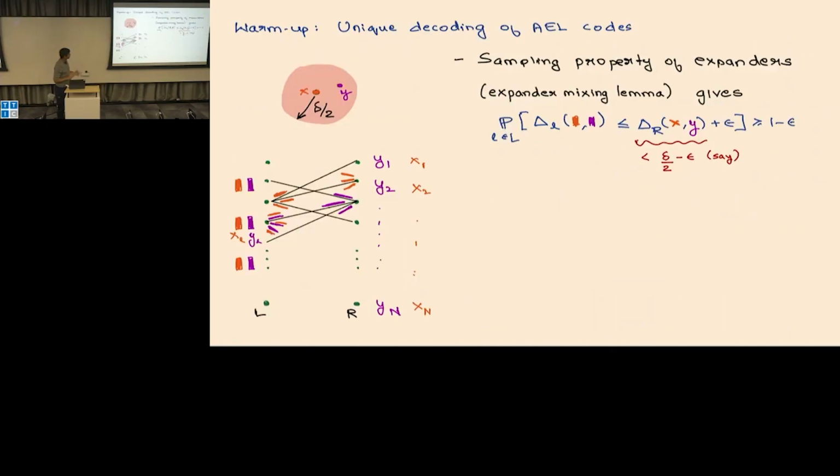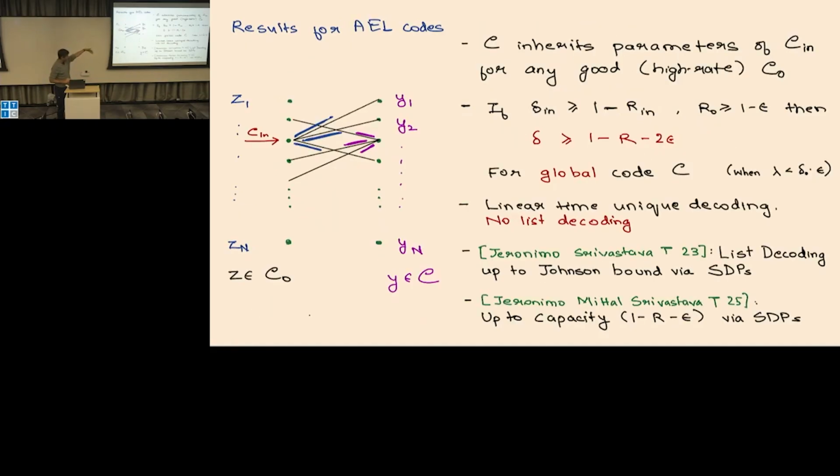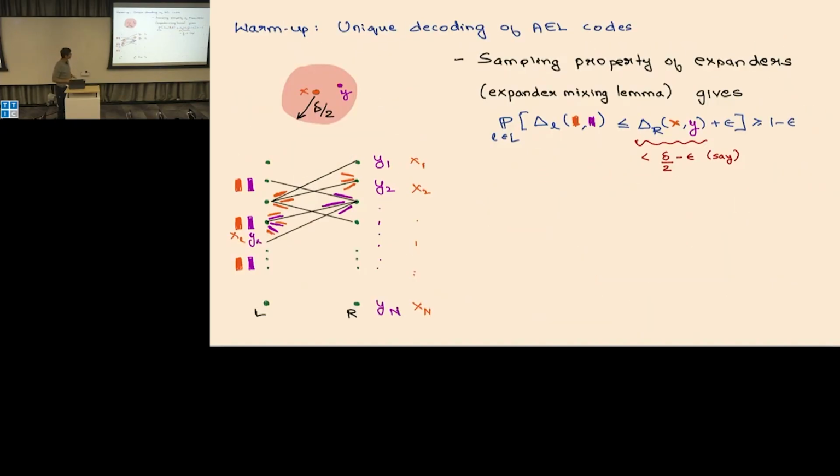Okay, so let's do a warm up. For these codes, we can now do near linear time, up to 1 minus r minus epsilon. So beyond the Johnson bound, we can do list decoding up to capacity in near linear time. And let's first talk of a unique decoding algorithm. So now let's pretend that the fraction of errors is less than delta over 2. So we can hope to output, in fact, let's say delta over 2 minus epsilon, just to be on the safe side.